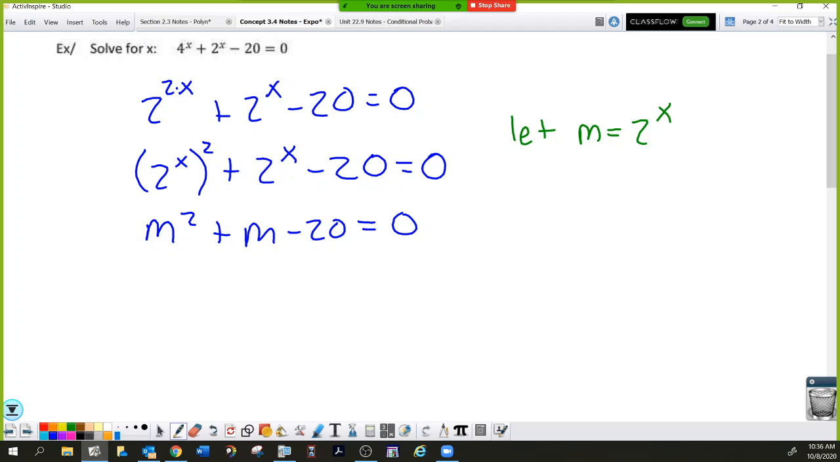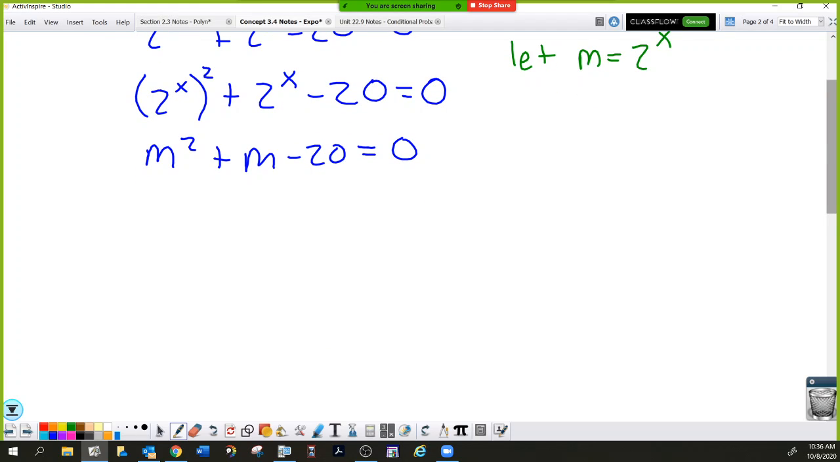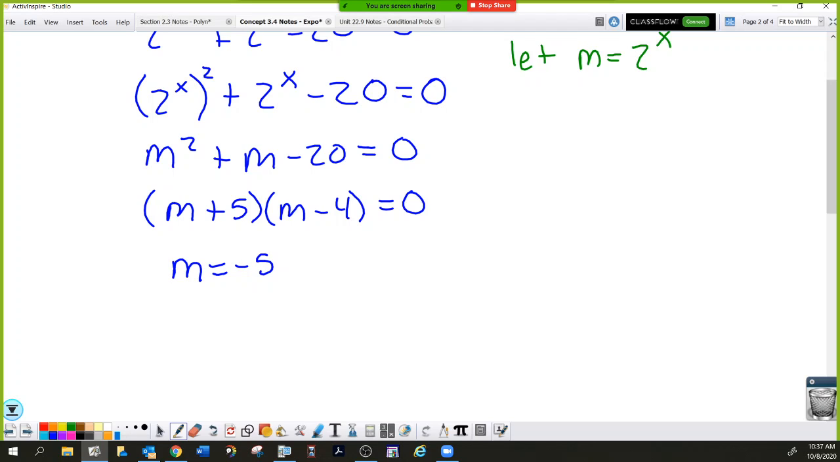We're looking for the two numbers that multiply to negative 20 that add to positive 1. Well, those would be 5 and negative 4. So m plus 5 times m minus 4 equals 0. If we were solving for m, isn't it true that m would have to equal negative 5 and m would have to equal positive 4? Is this true? Yes, it is. But we were not solving for m. We were solving for x. m is 2 to the x.